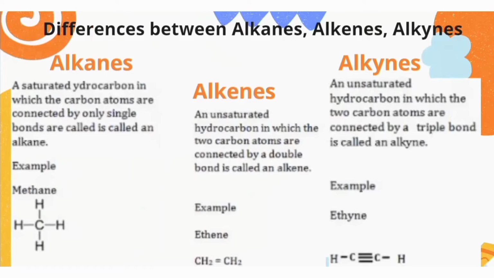Differences between alkanes, alkenes and alkynes. Alkanes are saturated hydrocarbons in which the carbon atoms are connected by only single bonds. Example, methane or CH4. Alkenes are unsaturated hydrocarbons in which the two carbon atoms are connected by double bonds. Example, ethene. And alkyne is an unsaturated hydrocarbon in which the two carbon atoms are connected by triple bonds. Example, ethyne.